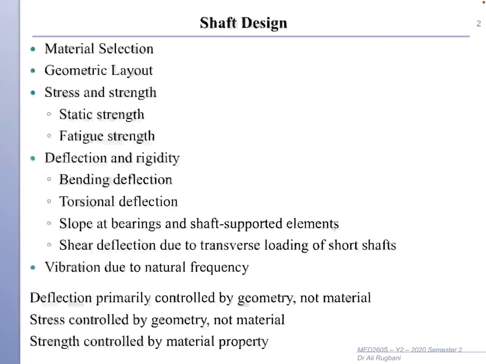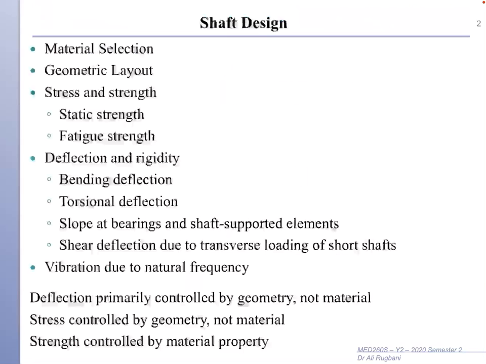First, selection of material, because material will decide the strength of the shaft. Stronger material will give you more strength, that means you can apply more stresses and you get longer life. Geometric layout is the size, the diameter, which is very important. And then stress and strength. This provides the static strength, the yield strength and ultimate strength, and fatigue strength, which is the endurance limit if you are looking for infinite life, or strength of failure for shorter life.